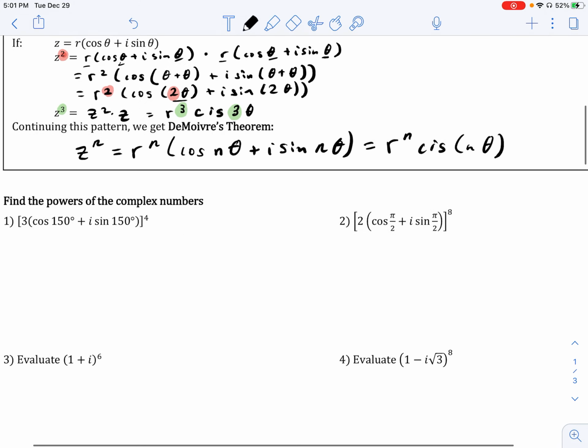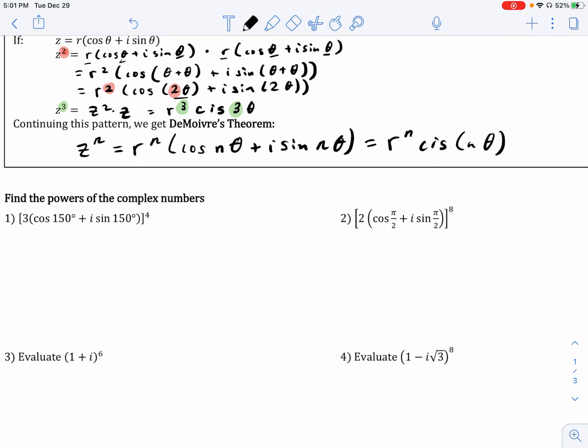Take, for example, something like number 4. If I asked you to find 1 minus i root 3 and raise that to the 8th power, up to this point, our only option would have been to expand that out to have 8 different factors of 1 minus i root 3 and multiply all that together. But hopefully we'll be able to do this a little bit more efficiently.